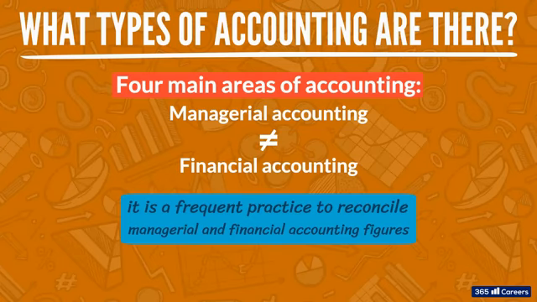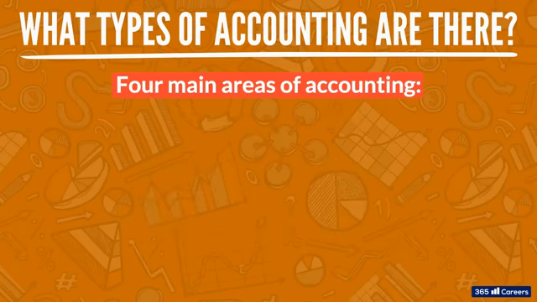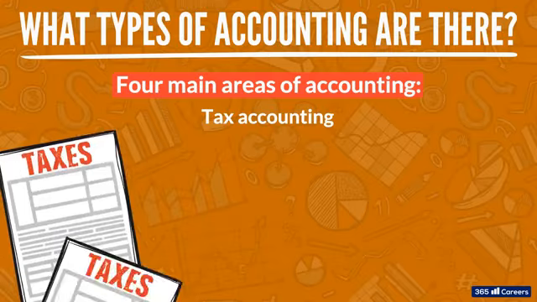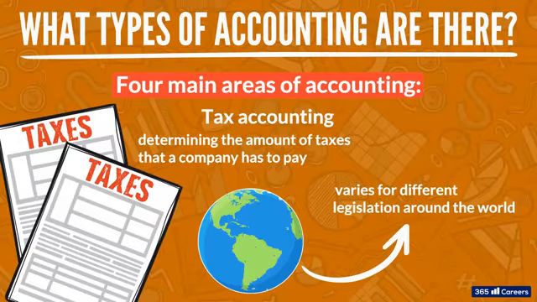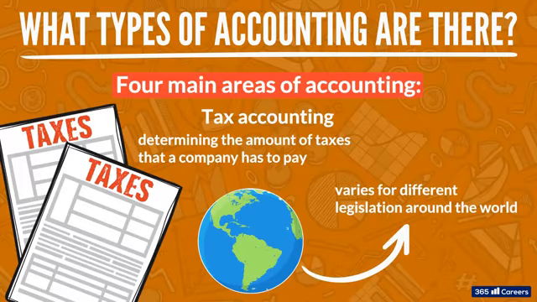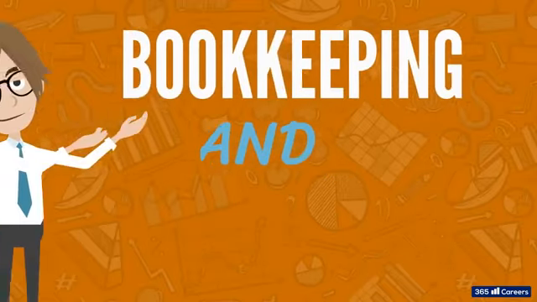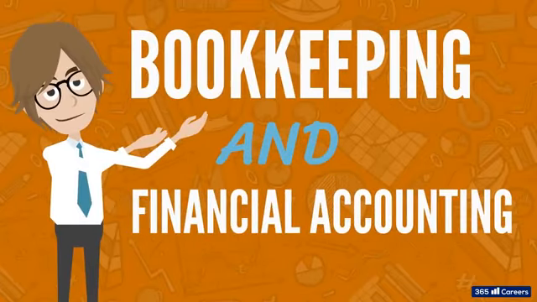The fourth type of accounting that we need to mention is tax accounting. This is the accounting that will determine the amount of taxes that a company has to pay. Tax accounting is a very technical field that varies for every single legislation in the world. We won't cover it in this course. In this course, our main focus will be on bookkeeping and financial accounting, as they are the solid foundation that one needs in order to understand financial transactions.